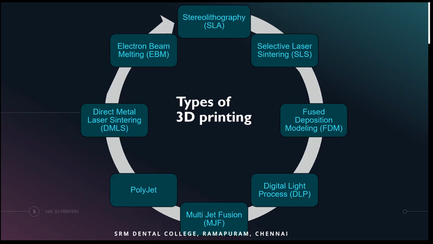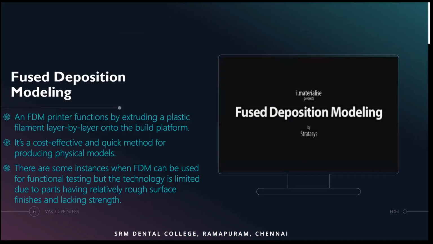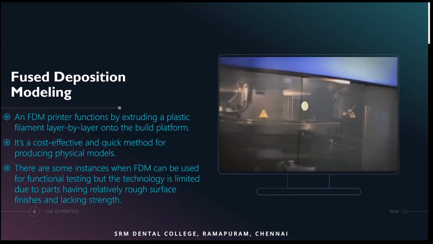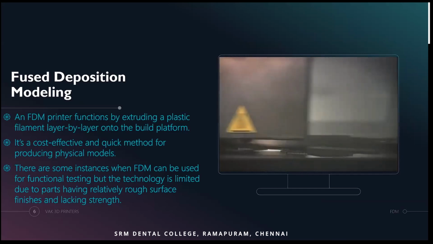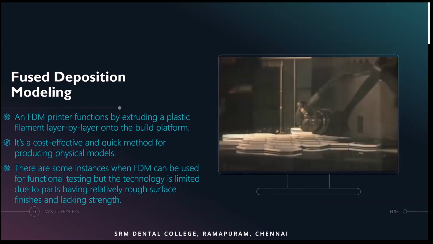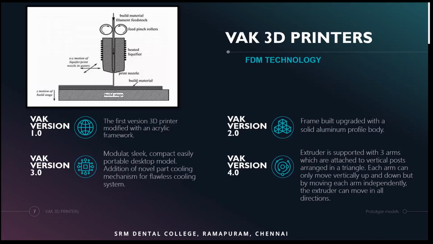There are a lot of types, and what we considered first is fused deposition modeling, which is FDM, followed by stereolithography. So coming to fused deposition modeling, an FDM printer functions by extruding a plastic filament layer by layer. Here you can see there is an extruder in this design. A filament of material is inserted, and after the heating process, it comes out of this print nozzle and builds it layer by layer.